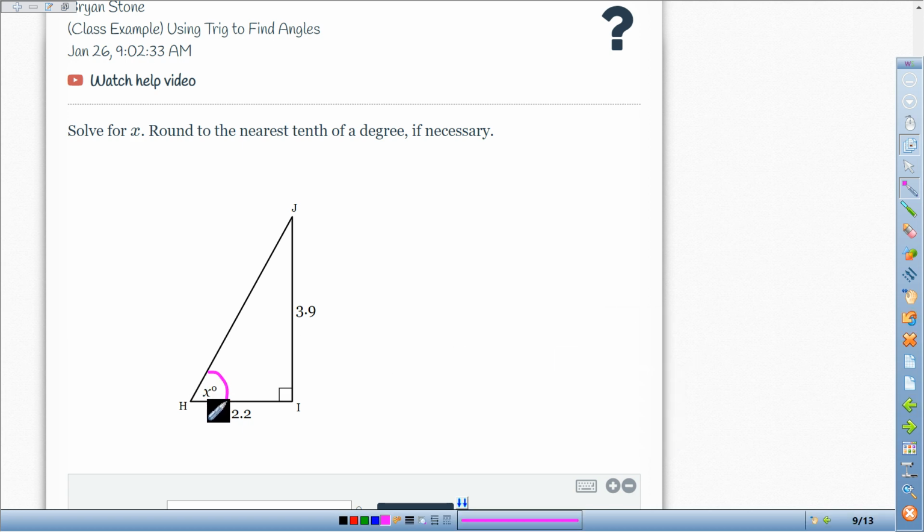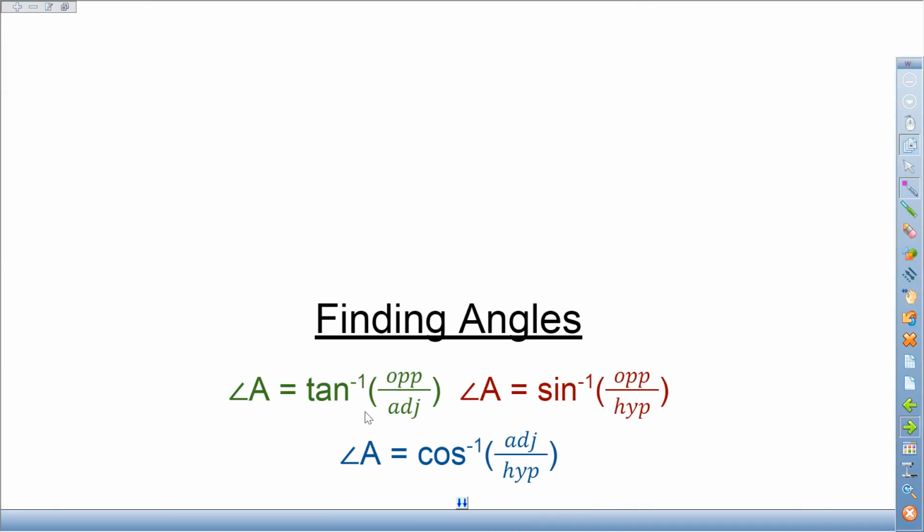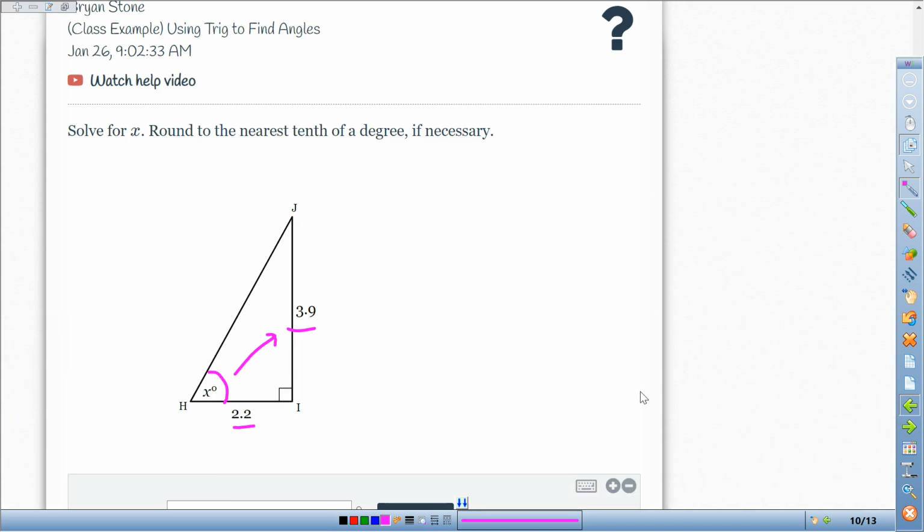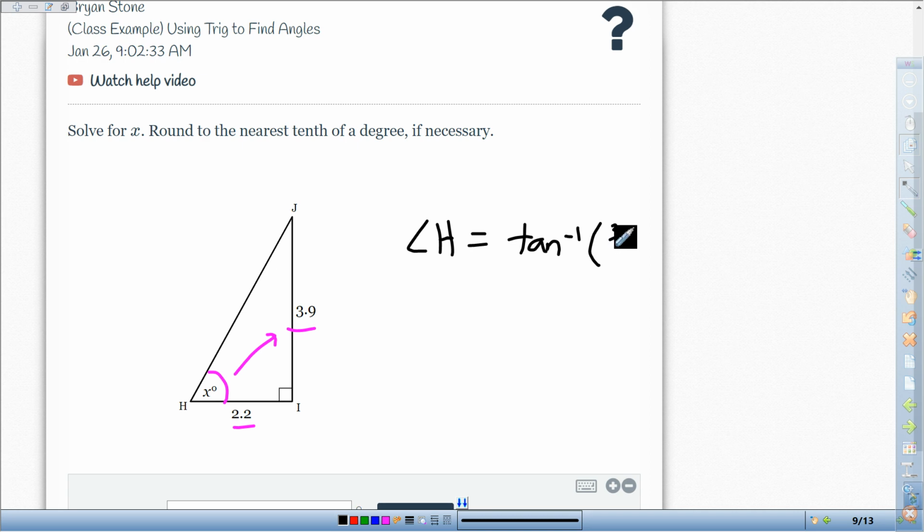Here is our angle. I notice we have the side opposite and we have the leg adjacent, which means this is the hypotenuse. So opposite, adjacent. What are we using? Looks like we're using tangent. Okay, so this is how I'm going to write it out. First, by naming the angle. All right, on this one, you can call it angle H or you could call it angle X. I wouldn't care either way. I'm going to use H because that's what I normally do. Okay, so that equals, we figured out, inverse tangent of opposite over adjacent, 3.9 over 2.2.